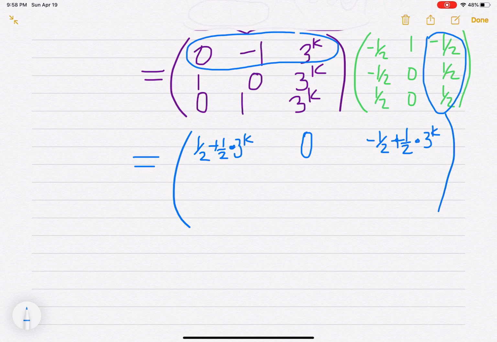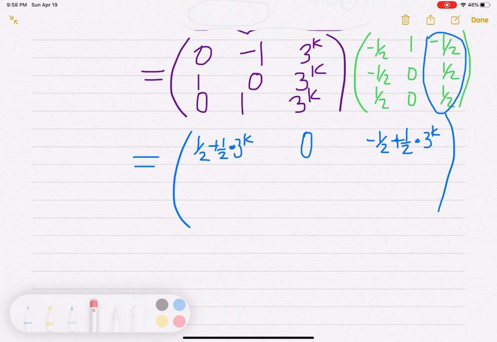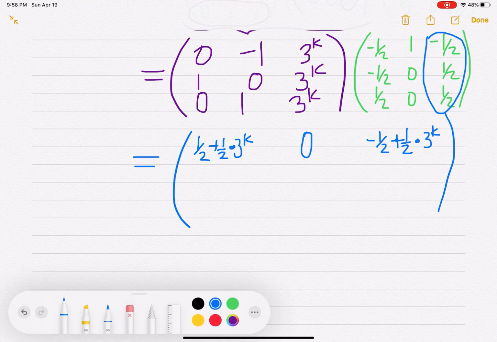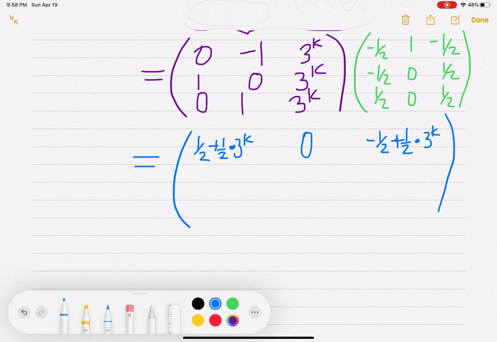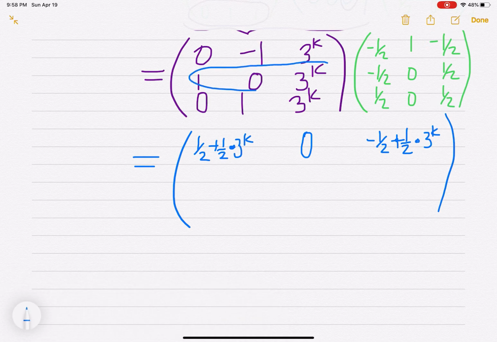Yeah. All right, now we're going to the second row entries. Second row entries, if I can get this erased. There it goes. Second row, first column, we're going to get 1 times negative 1/2 is negative 1/2. 0 times negative 1/2 is 0. And plus 1/2 times 3 to the k is 1/2, 3 to the k.